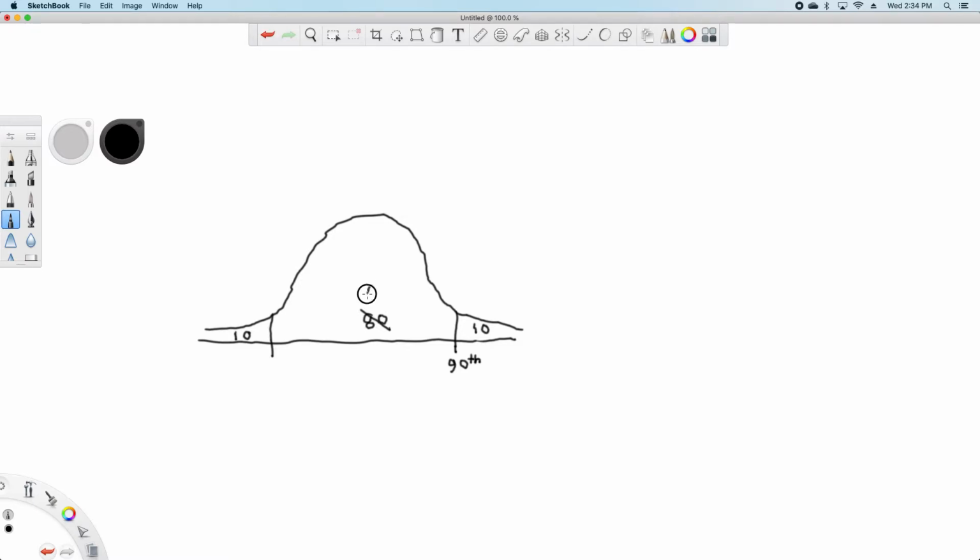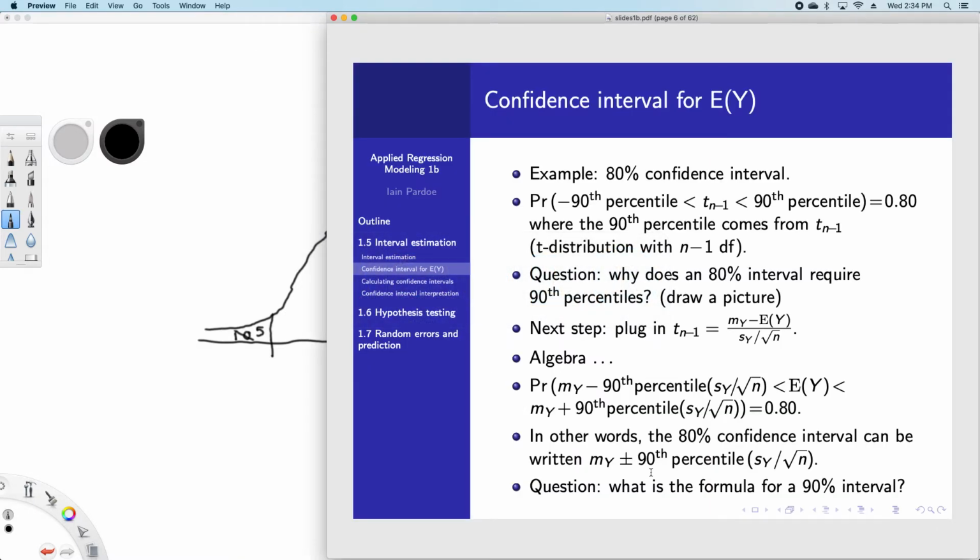Let's suppose we've got 90 in the middle now, and then we would have 5 in each tail. So what percentile would this be? It would be the 95th percentile. So the formula for a 90% interval would be the same as this, except the 95th percentile would be in the formula. You ought to be able to figure out which percentile you would need for any type of confidence interval.